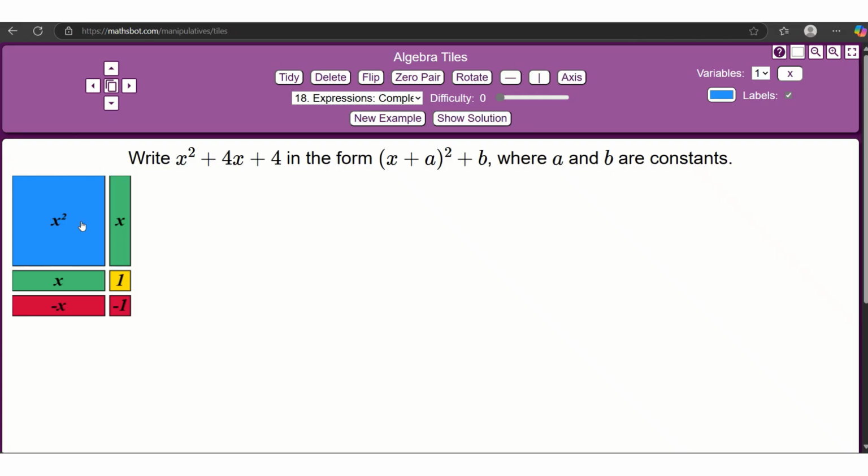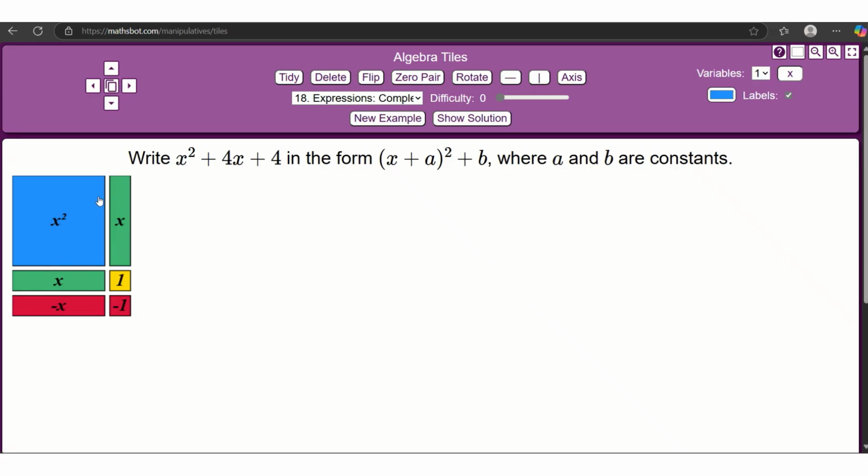Now, you can also have negative x squareds, negative x's, and negative 1s. This is set so that it's not showing you all of those things, but they do exist. Now, here's the polynomial in question. We're going to start with difficulty level 0 here. And we have x squared plus 4x plus 4.